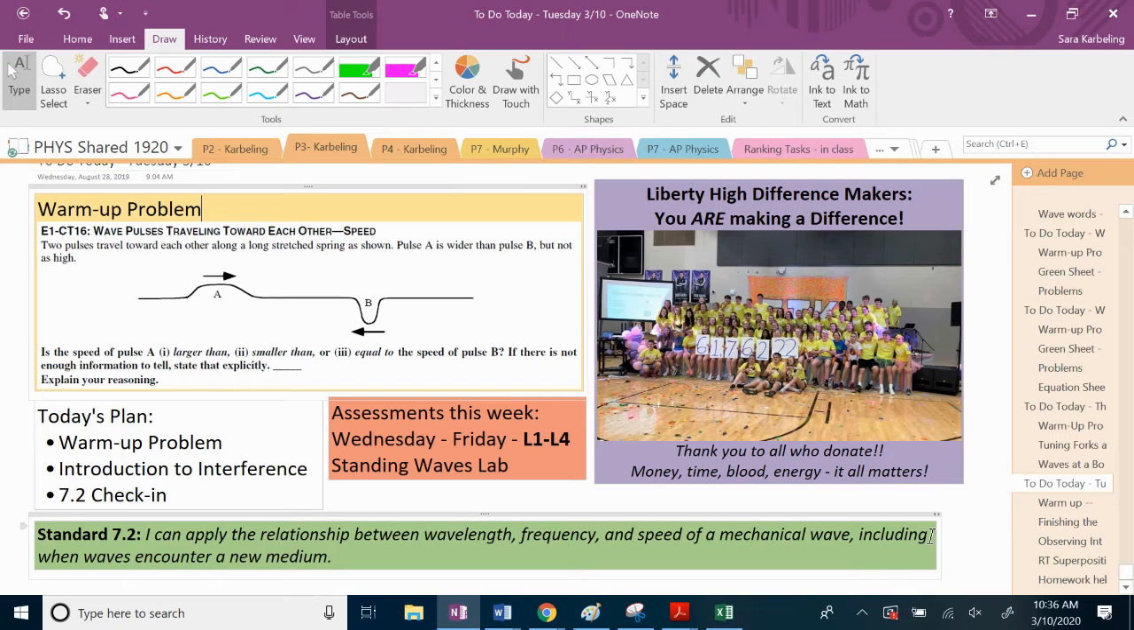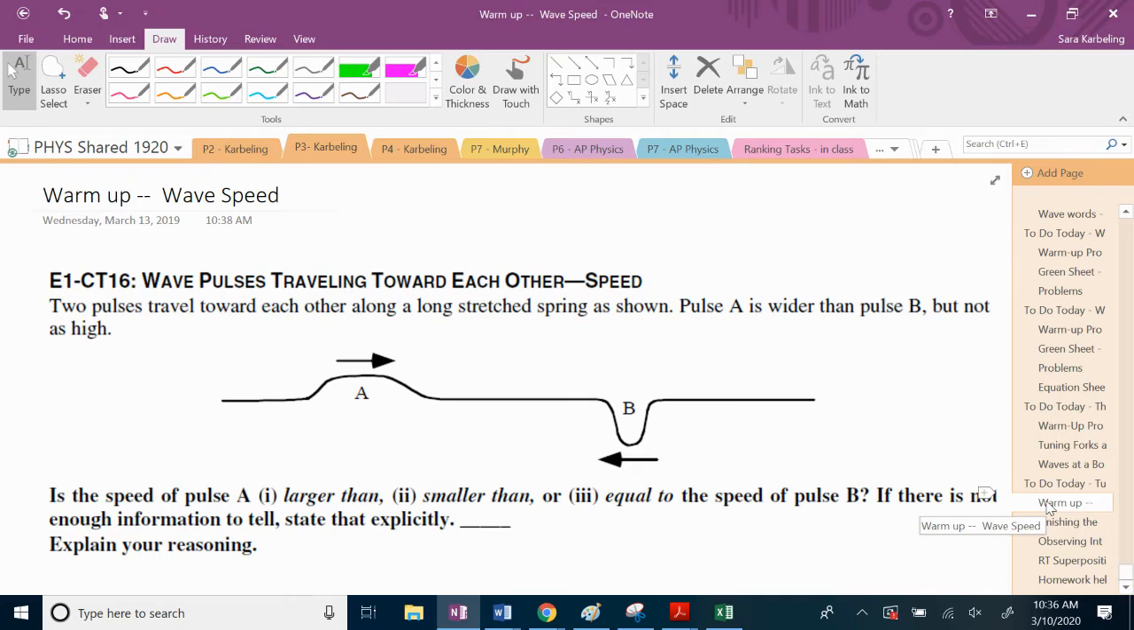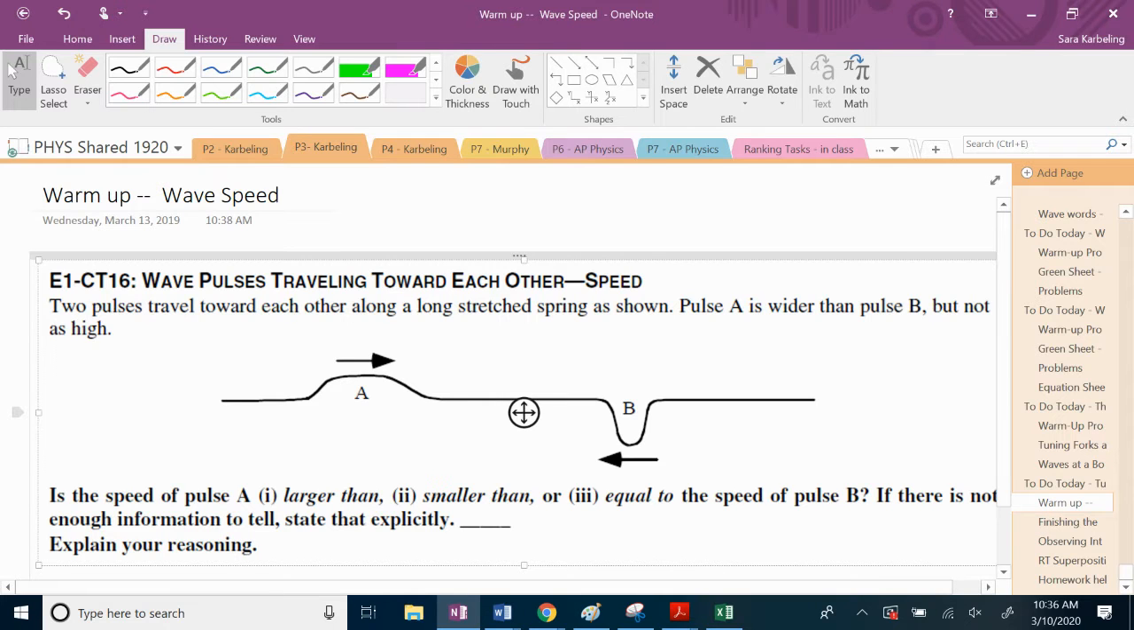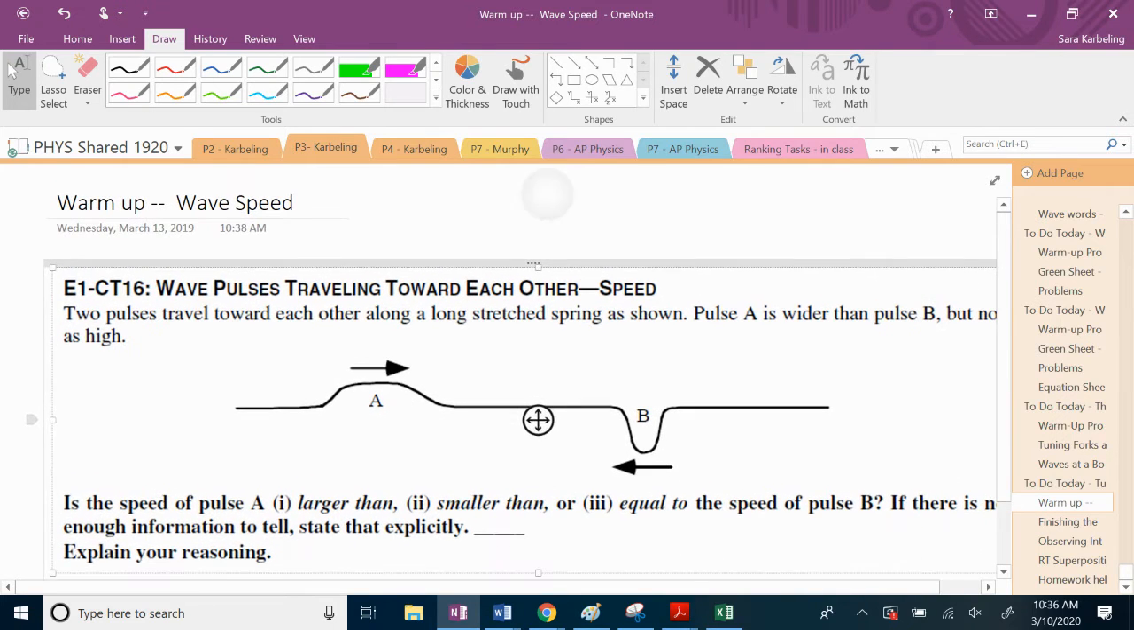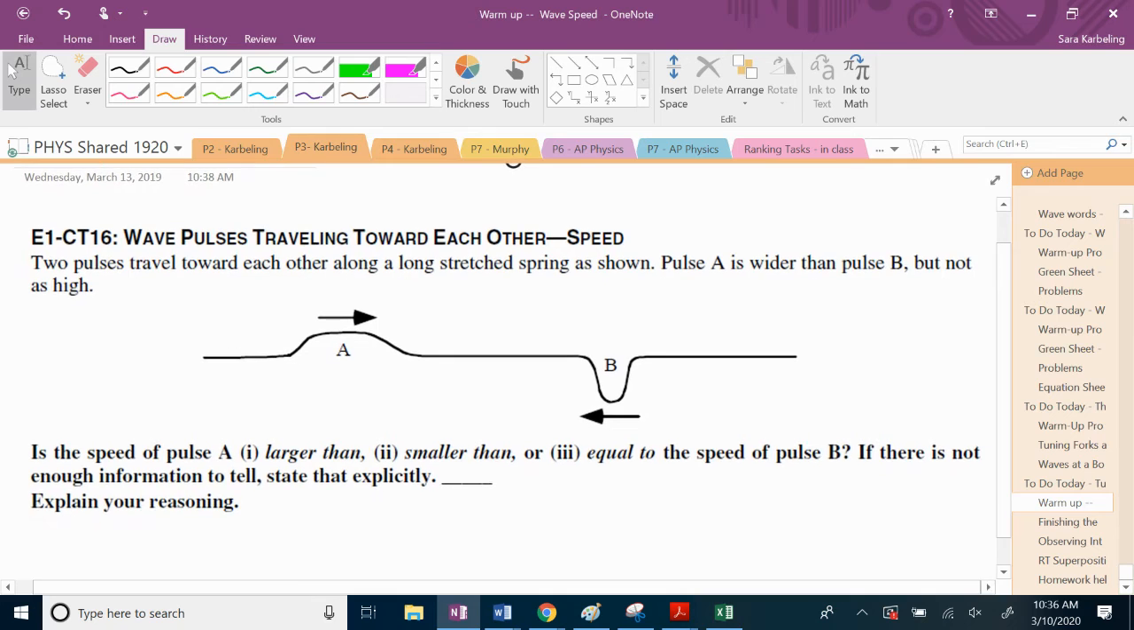All right. We are going to start with a warm-up problem. So go ahead and get your notes out or get your warm-up problem sheet. Wherever it is that you write these warm-up problems, again, reminding ourselves that we're trying to stay true to our process together. Here is the warm-up problem. I'm going to give you just a couple of minutes to take a look.